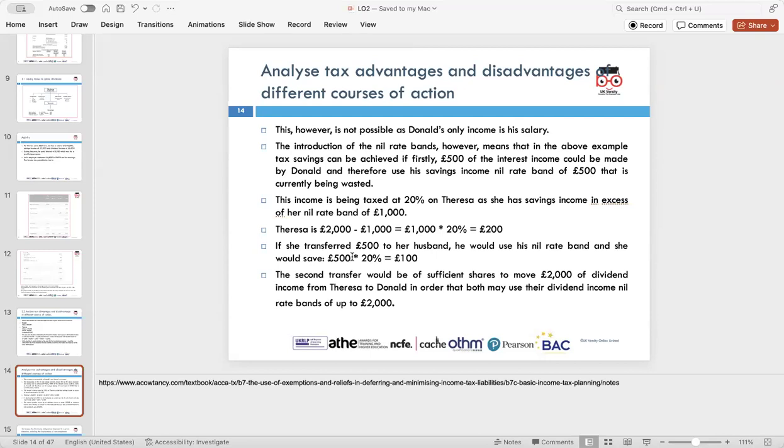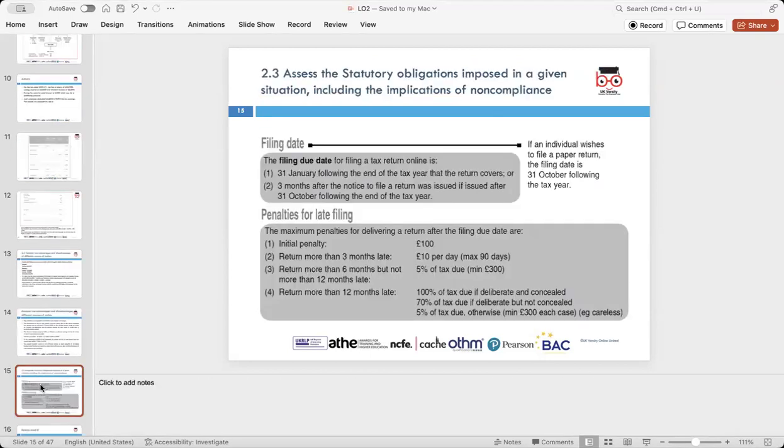So individuals like Donald and Teresa can effectively manage their tax liabilities and maximize their financial resources. Assess the statutory obligations imposed in a given situation, including the implication of non-compliance.